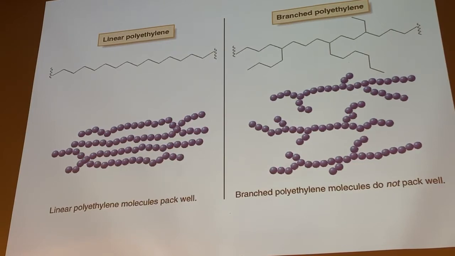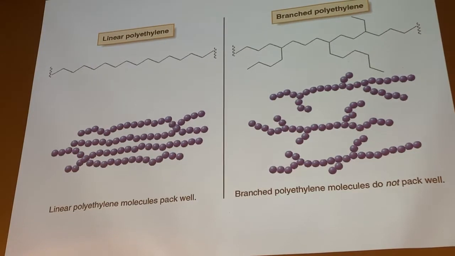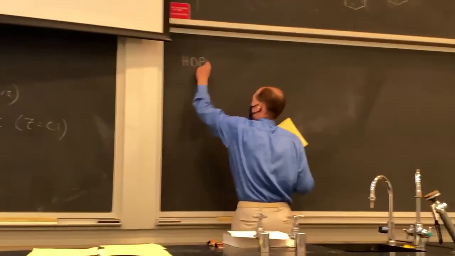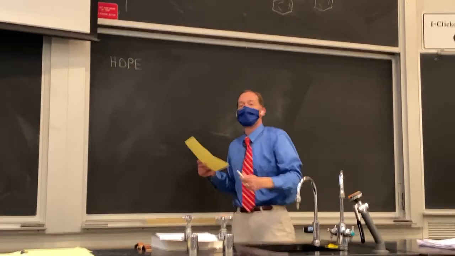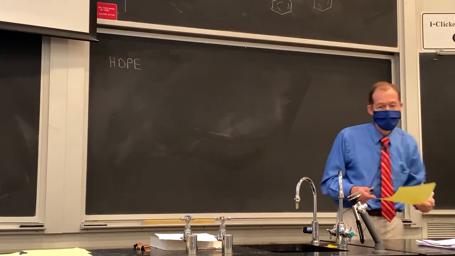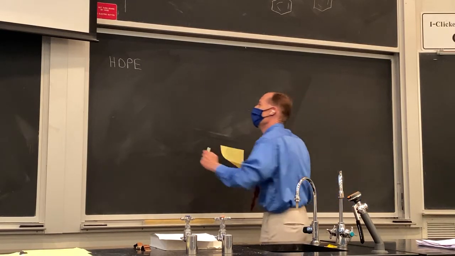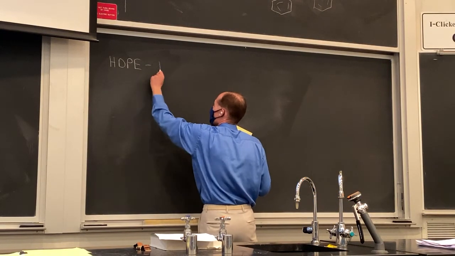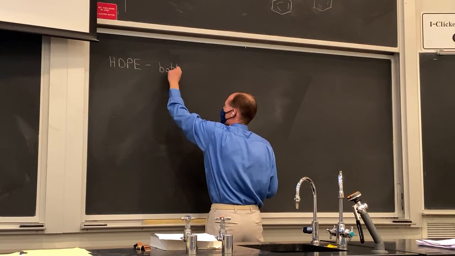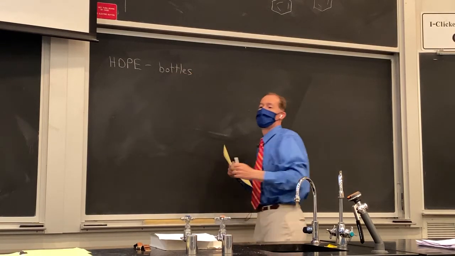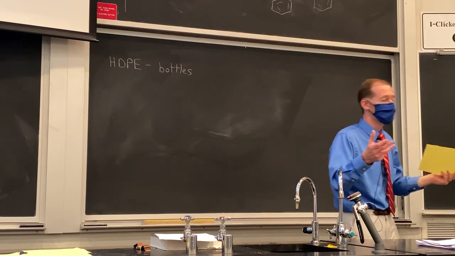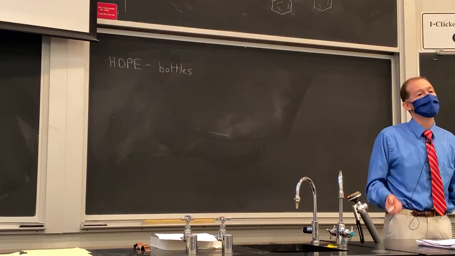This is fantastic, and this is by design because this enables us to use these two different forms of polyethylene for different purposes. So the linear polyethylene is also known as high-density polyethylene, abbreviated as HDPE. This is very commonly used in water bottles, other beverage bottles. Most of your milk containers are made from high-density polyethylene.